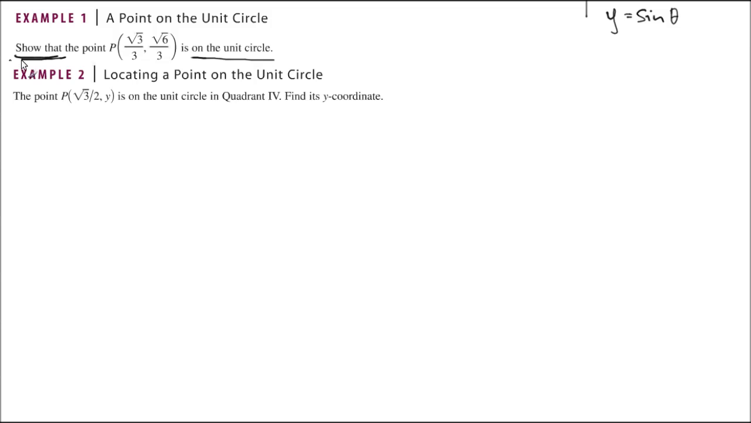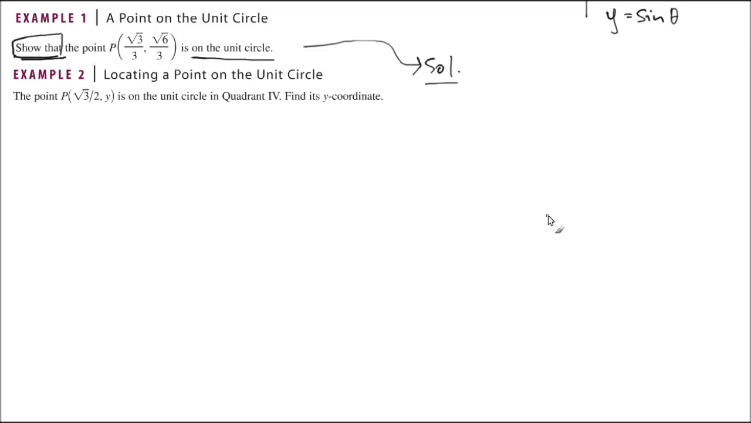Showing means, in mathematics, you rigorously explain mathematically that this point is on the unit circle, not by sketching it roughly on there. You precisely explain this is exactly on that unit circle. All right, it's a good exercise. It makes you think about what all this equation is about.